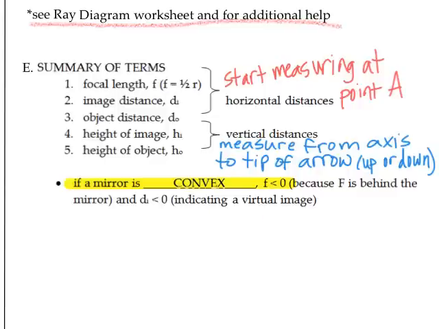So remember, the plus and minus signs are going to come into play when we get to our math example problems. But for right now, this is a really good place to kind of summarize all of the terms and the variables that you're going to see in the equations when we get to them.